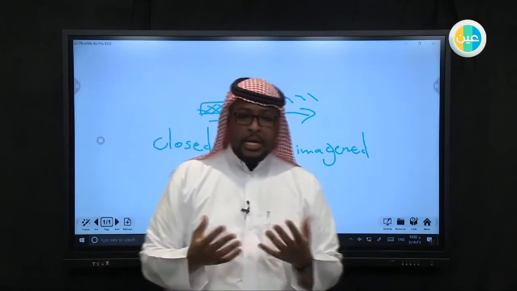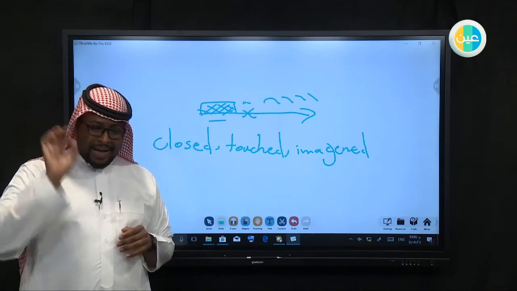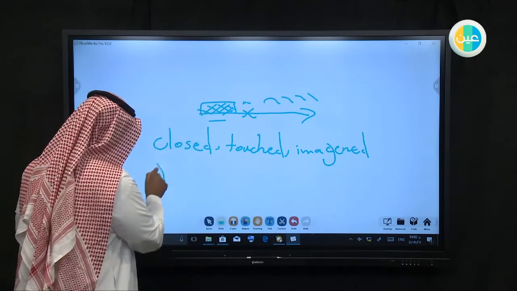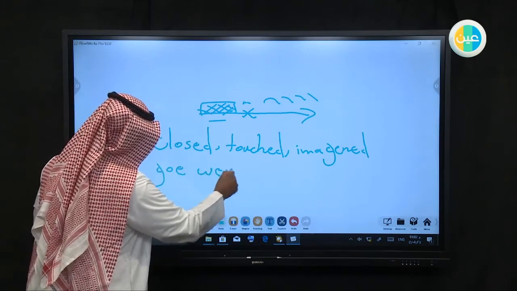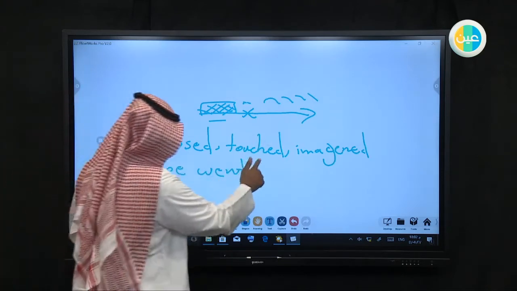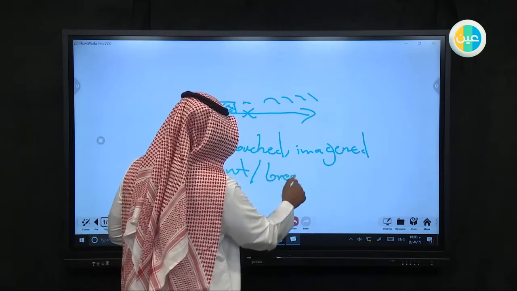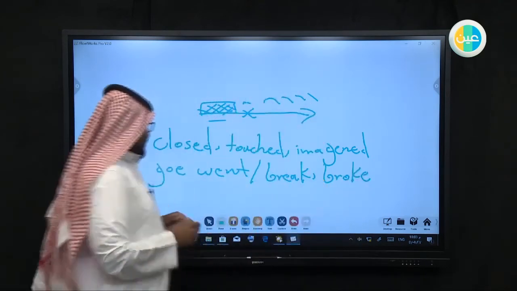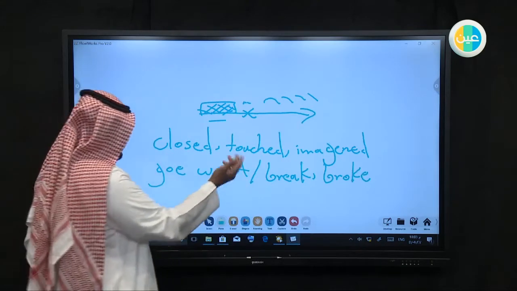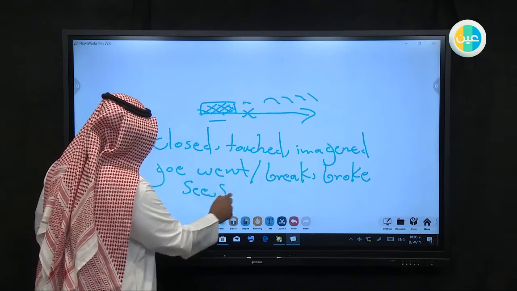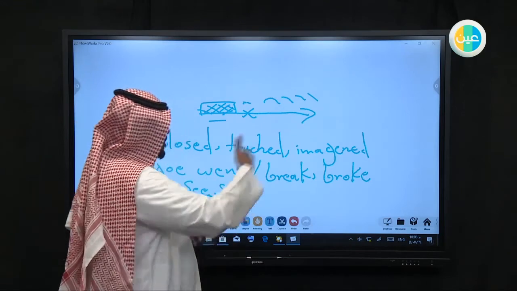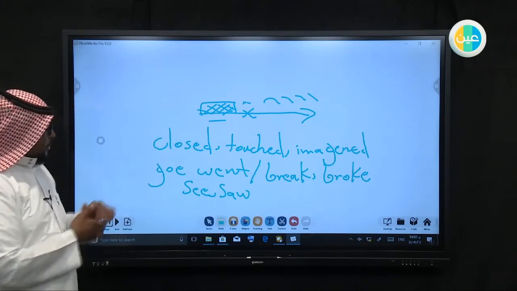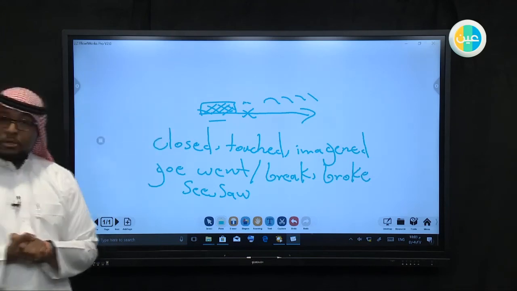It's a must to learn and know this, because any learner of the English language must have the irregular verbs in mind. Irregular verbs are verbs that don't take ed. For example, go: the past of it is went. As you see, it doesn't have ed. Another example, break: the past of break is broke. Another example, see: saw. And of course, we have something called the past participle, which is the third form of the main verb.